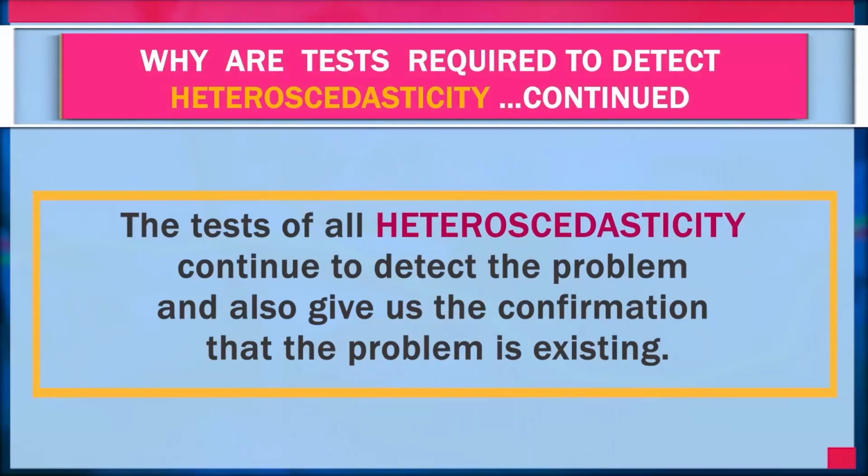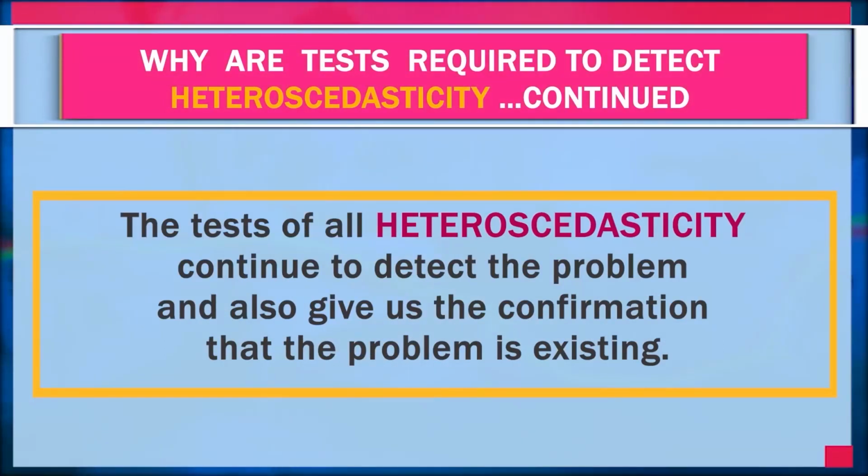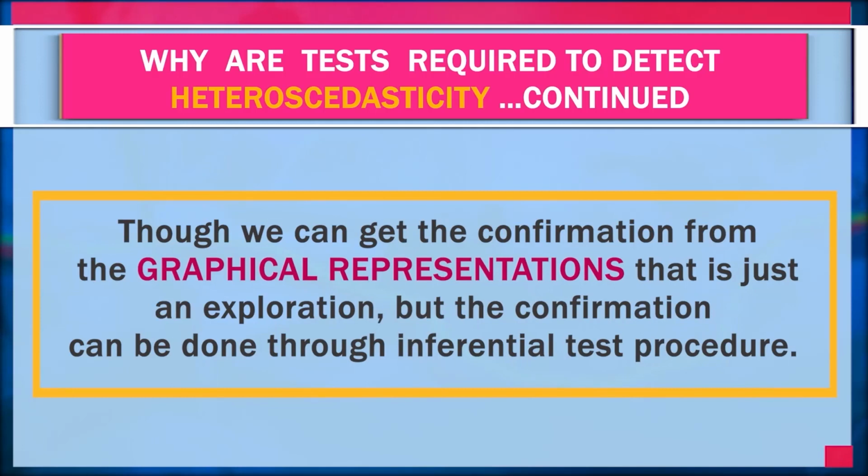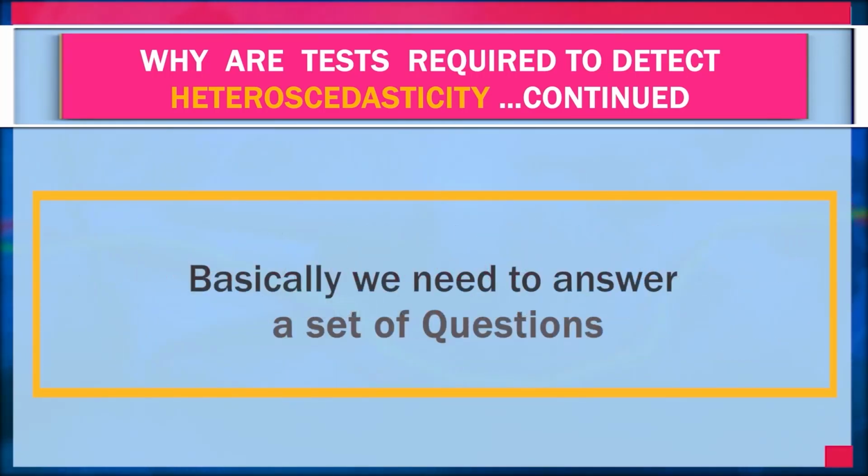Thereby the tests of heteroscedasticity detect the problem and also give us the confirmation that the problem exists. Though we can get an indication from the graphical representations, that is just an exploration, and the confirmation can be done through an inferential test procedure. So basically we need to answer a set of questions.